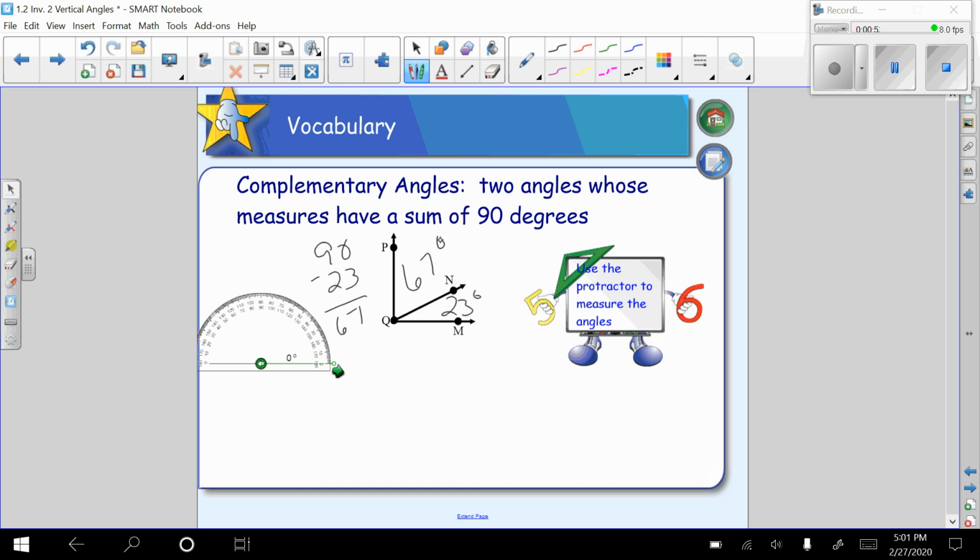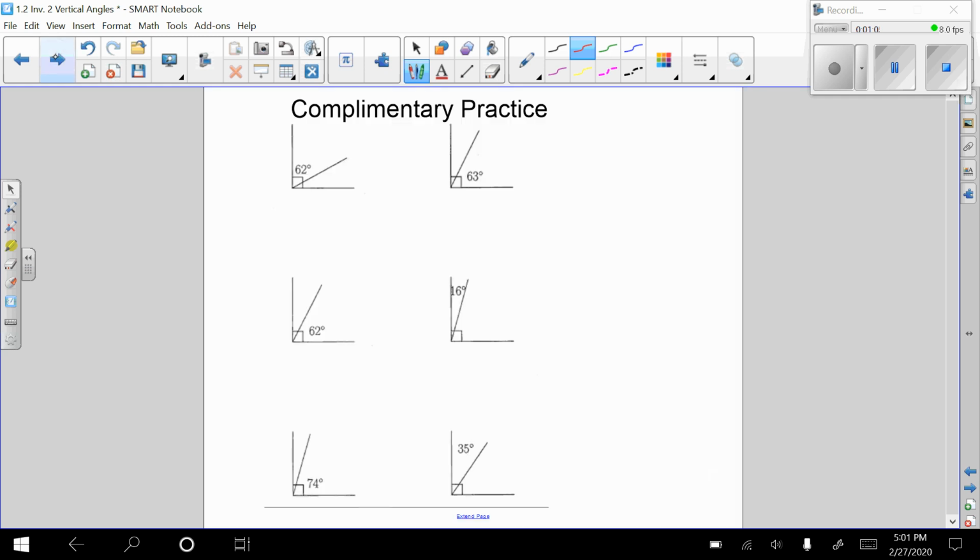They're complementary. One trick that I use is if you make the C for the beginning part of complementary and you join those end lines together, it makes a 9. It kind of reminds me, oh, 90 degrees. Here are some practices for those.